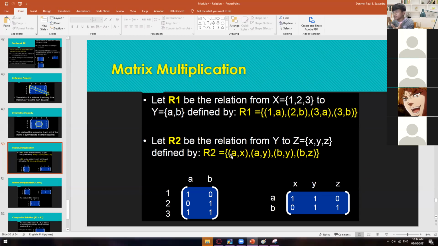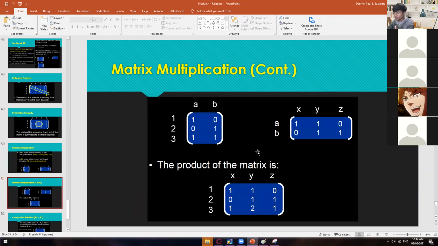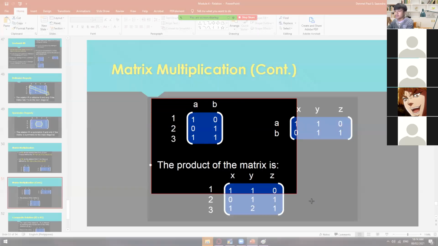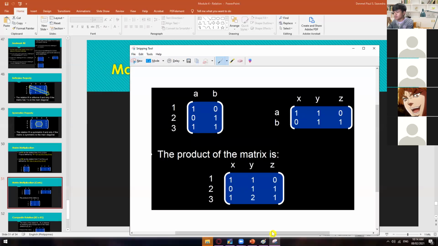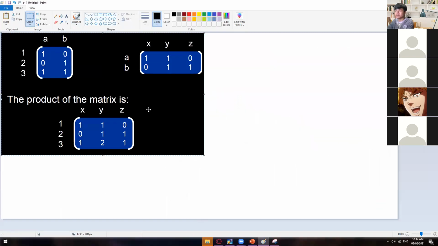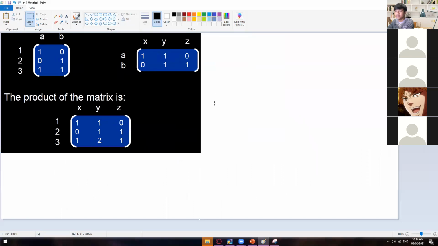Now, the question here is, we have to multiply R1 to R2, or R1 times R2. So here's the solution. Here's the R1, and here's the R2, and then here's the product of the matrix from R1 to R2. So how did we come up with this one? Let me just copy this one and then show it step by step on this paint.